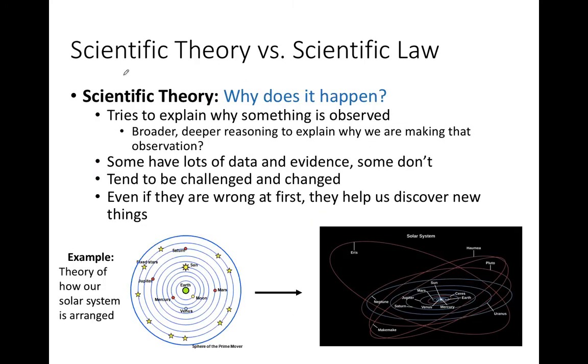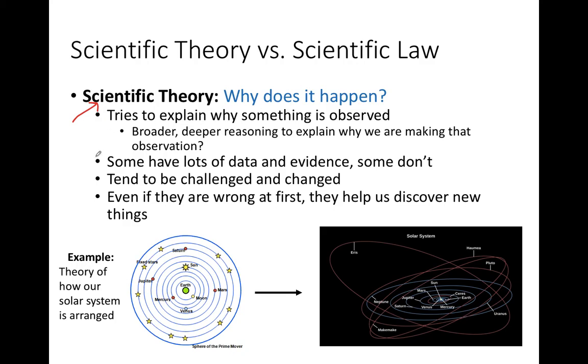Then the purpose of the scientific theory is to expand on that law and try to give explanation and meaning to that law. So why is that actually happening? Why is the cart moving at a higher acceleration when the mass is smaller? What is going on? So the scientific theory tries to provide that explanation as to why something is observed. Why am I seeing this? Why is this consistently happening?